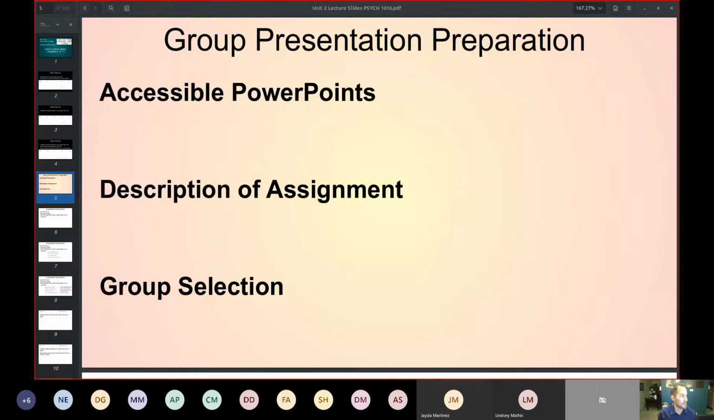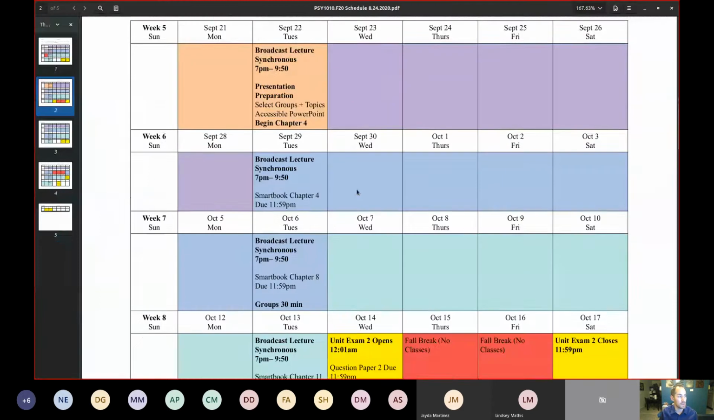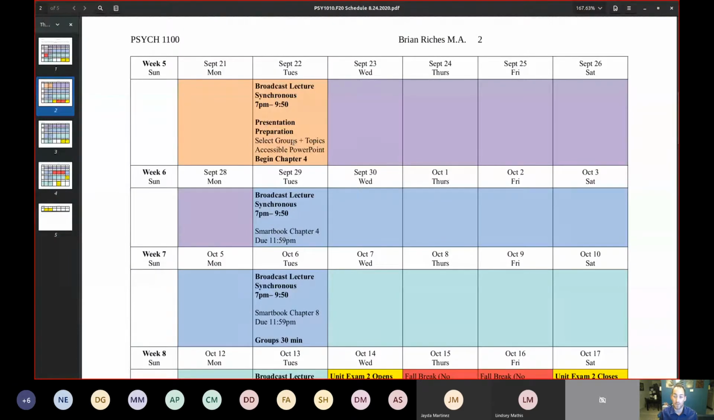So now that we've talked about the exam and some questions, let's jump into today's actual content. The first thing we'll talk about is this group presentation. If you look at your schedule, you'll see that we're going to be selecting groups and topics for our group project. And we will have some time throughout the class to work on this group project.